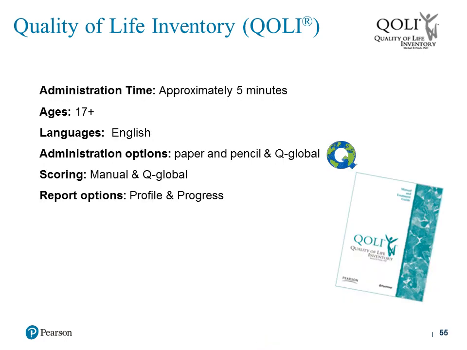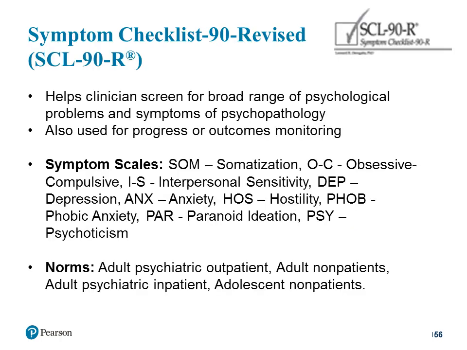And again, here's the briefer information about the QOLI. And then the Symptom Checklist-90-Revised, which some of you may be familiar with. The SCL-90R is a multidimensional self-report inventory that's designed to help the provider screen for a broad range of psychological problems and symptoms of psychopathology. It's used by clinical psychologists, psychiatrists, counseling professionals in mental health, medical, and educational settings, as well as in research. It's useful in both the initial evaluation and for measuring progress.